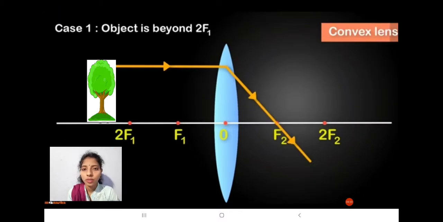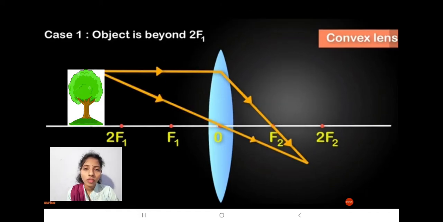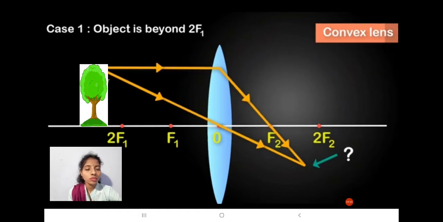Yes, you can see here. Now we have to take another rule, that is the second rule. We know when a ray travels through the optical center, after refraction it also travels in a straight line. So here, the intersection of the two light rays is observed on the other side of the lens.